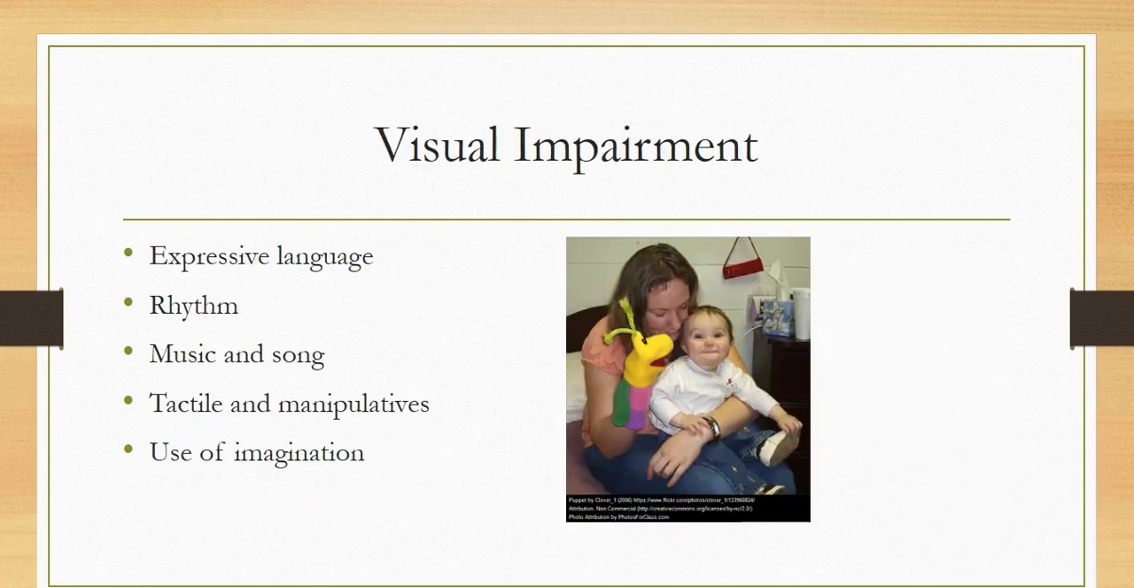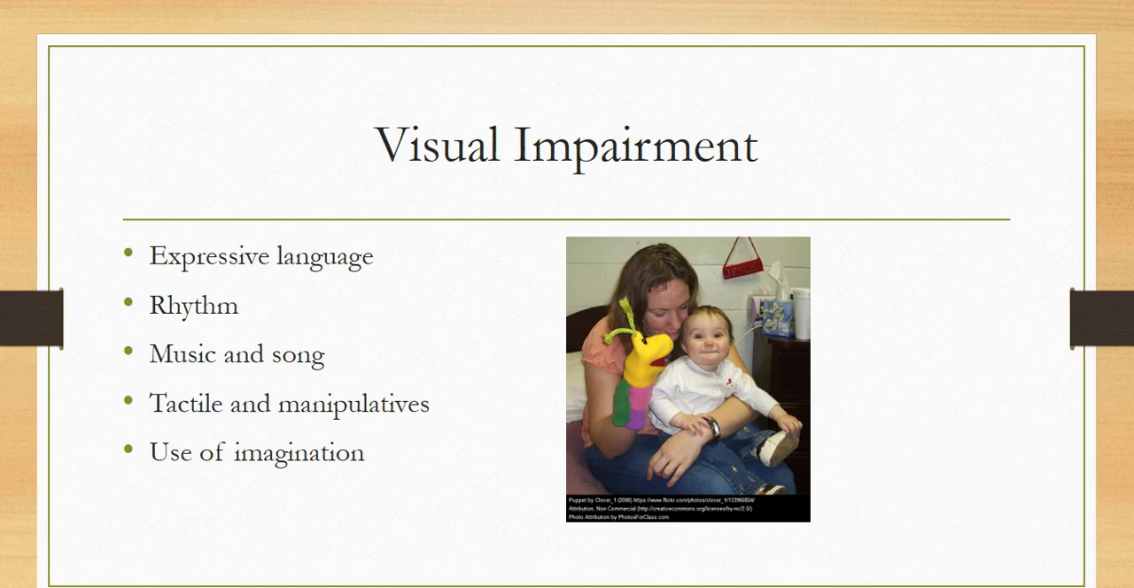Keep in mind, if you are telling to students with visual impairment, your vocal quality is even more important. That is where they are getting all of their input. It's just what they're hearing, so your voice has to be reaching each student. Rhythm is important, always music and song. Anytime you could have something tactile, something for them to touch, any kind of manipulative, that would be really cool. You would encourage them to use their imagination.